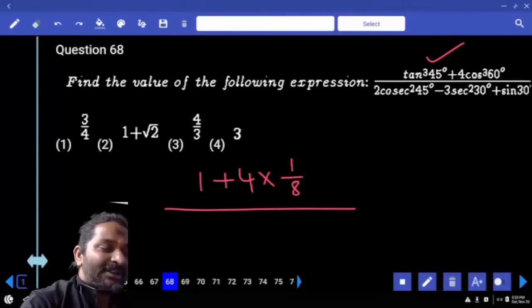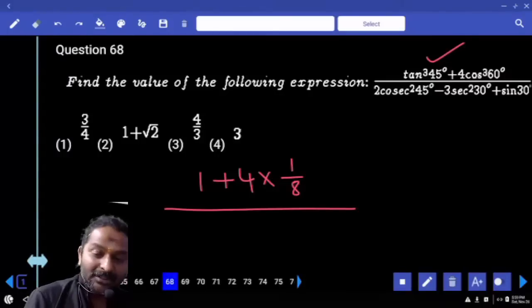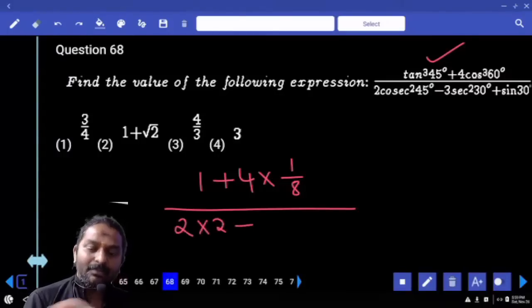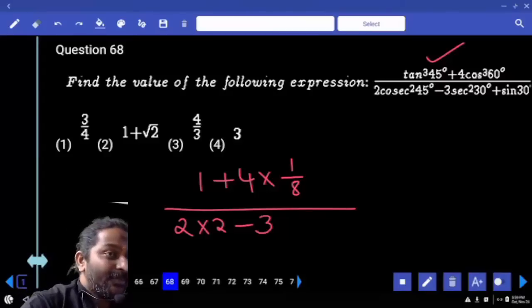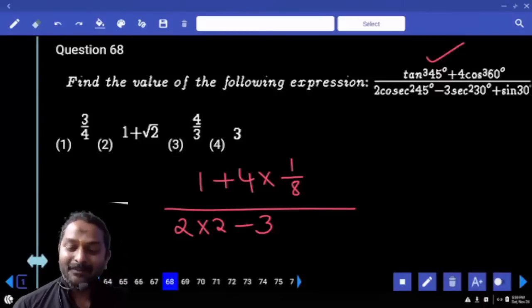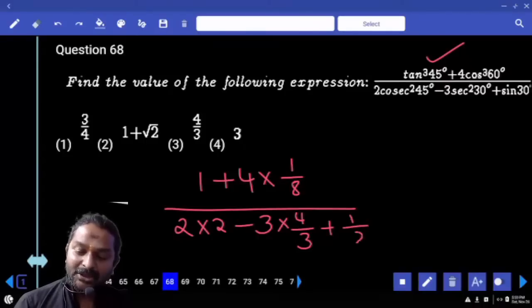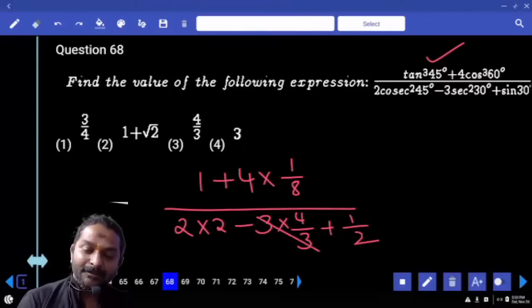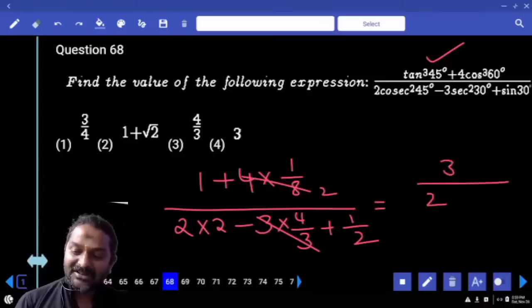Cosecant square 45. What is cosecant 45? Root 2, square 2. 2 into 2 minus 3 into secant 30. 2 by root 3. Do you all remember? 2 by root 3 square, 4 by 3, plus sin 30. Sin 30 is 1 by 2. 3 gets cancelled. 4 by 2 times only. Numerator 1.5, which I will write as 3 by 2.